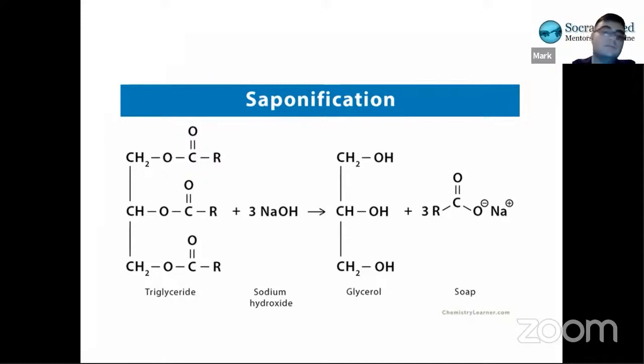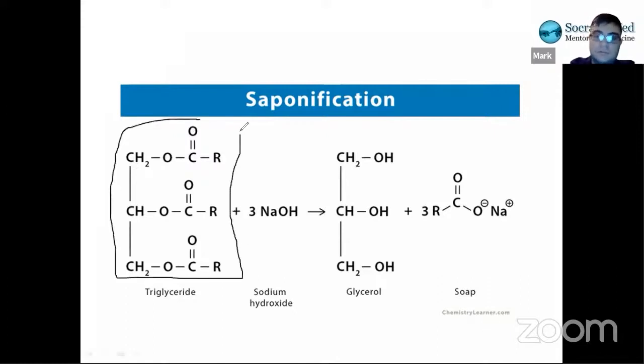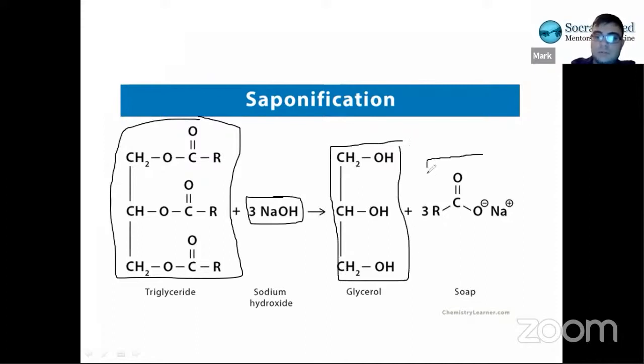The reason is that you have this triglyceride from an animal, some fat from an animal, and you combine it with sodium hydroxide. When you react these two, you end up getting the glycerol as well as the soap. And the three means that you get three different molecules of the soap.